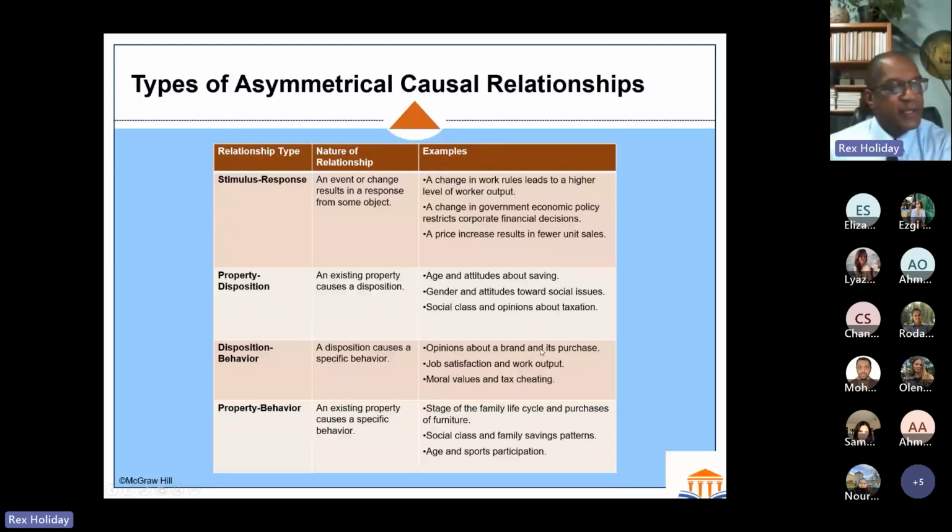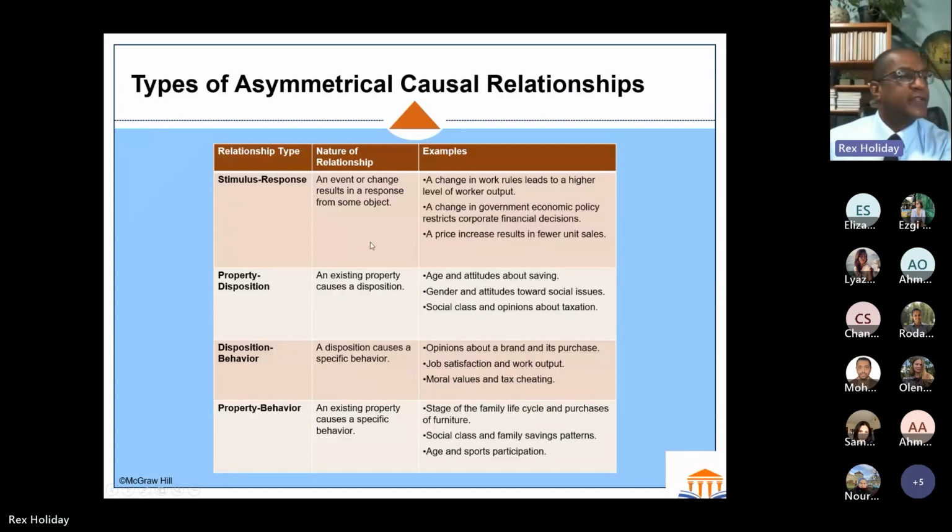Opinions about a brand and its purchase, job satisfaction and work output, moral values and tax cheating. Okay, and then property and behavior. An existing property causes a specific behavior: stage of the family life cycle and purchases of furniture, social class and family savings patterns, age and sports participation.